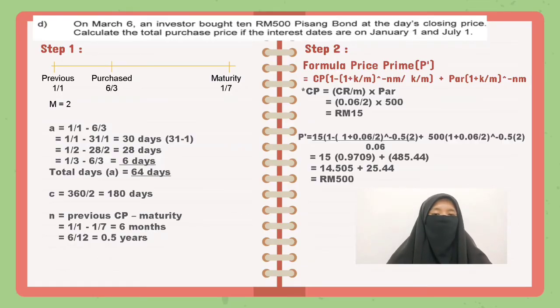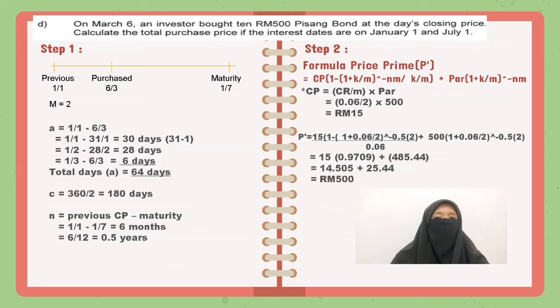For question 4D, we must calculate the total purchase price. Since this purchase is not on an interest payment date, firstly we must determine the previous date, purchase date, and maturity date, which are: previous date is 1st January, purchase date is 6th March, and maturity date is 1st July. M is equal to 2 because the distance between the previous date and maturity date is 6 months, which indicates semi-annually, so the compounding M will be 2.